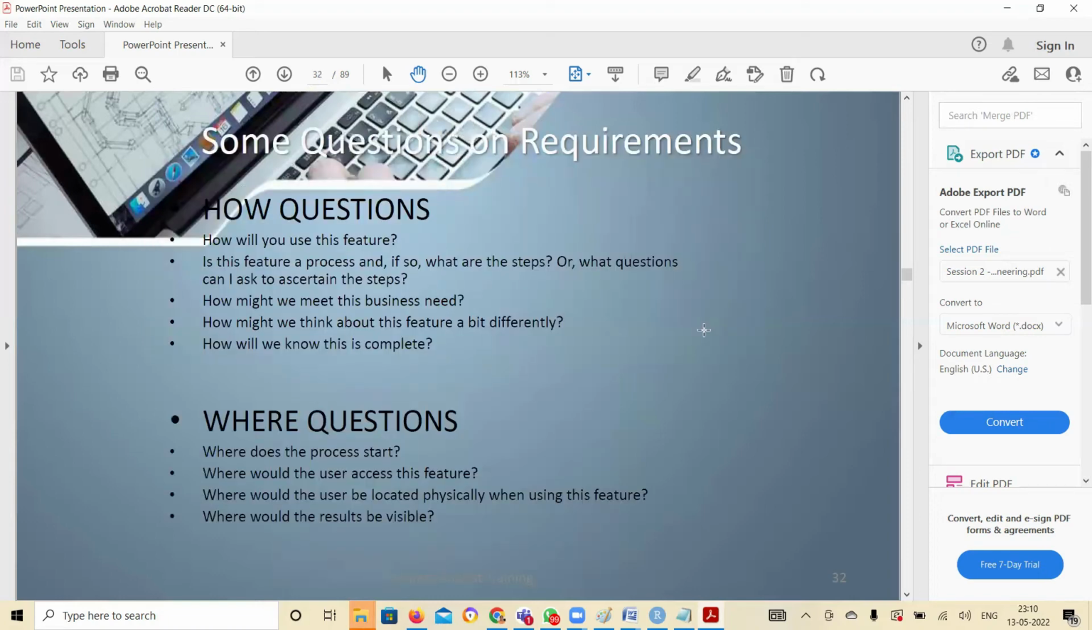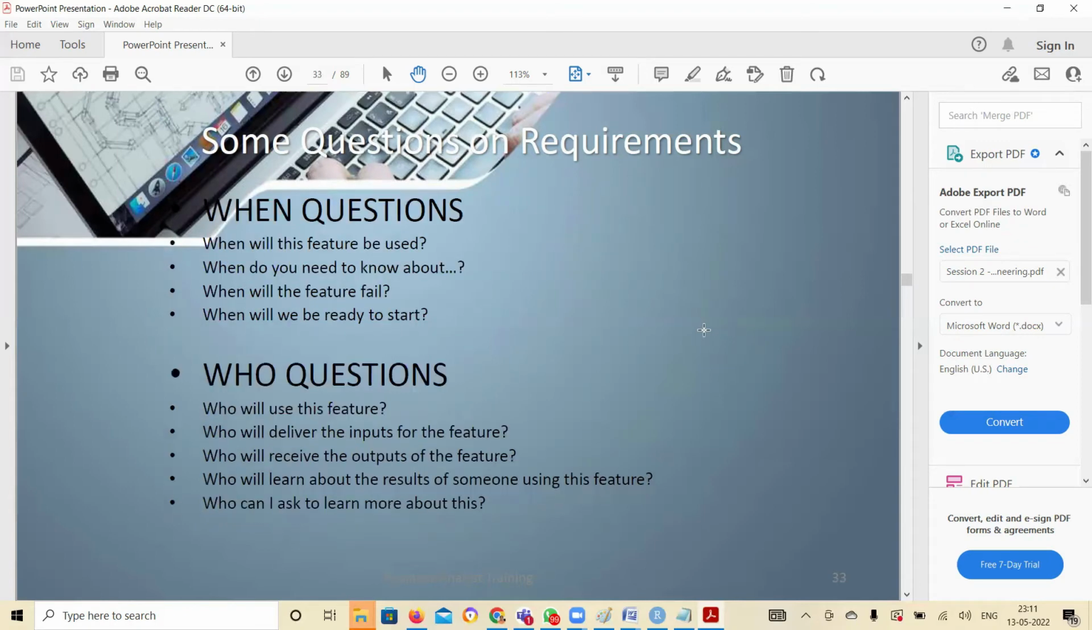So these are some questions that we ask. We ask how questions. How will you use this feature? Is this feature a process? If so, what are the steps? This is just a guideline when you're talking about the requirements. How might we meet this need? How might we think about this feature a bit differently? How will we know this is complete or not? Where does the process start? Where would the user access or be able to use this feature? Where would the user be located physically when using this feature? Where would the results be visible?